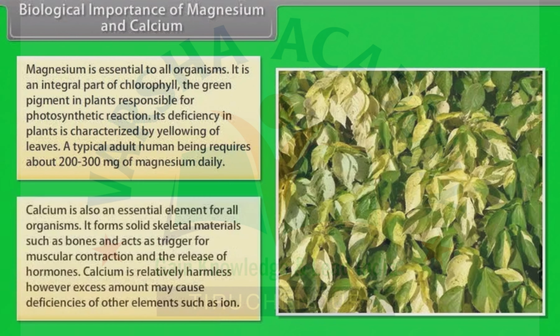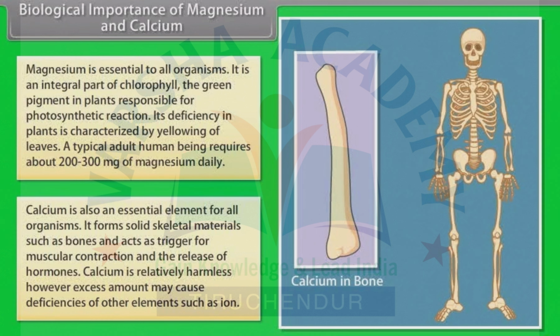Calcium is also an essential element for all organisms. It forms solid skeletal materials such as bones and acts as trigger for muscular contraction and the release of hormones. Calcium is relatively harmless, however, excess amount may cause deficiencies of other elements such as iron.